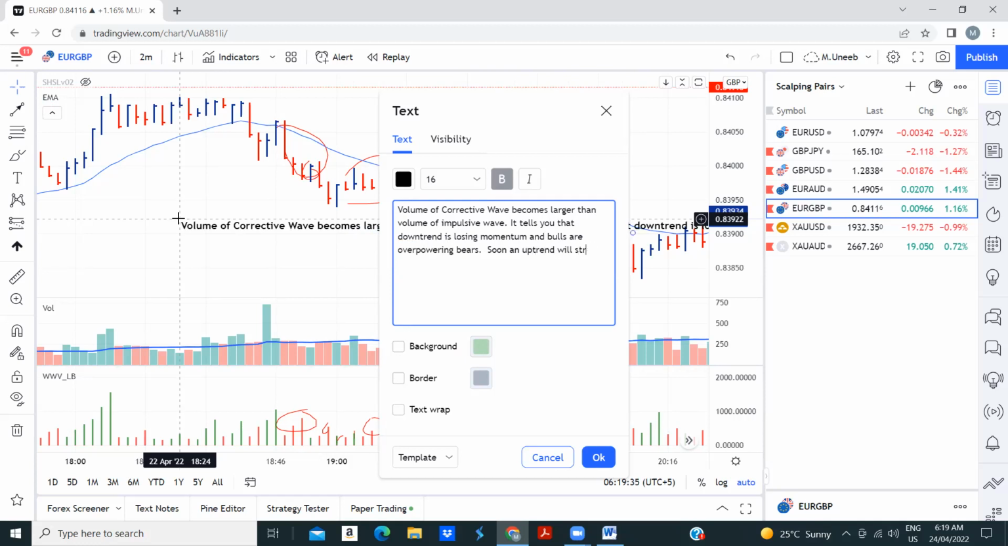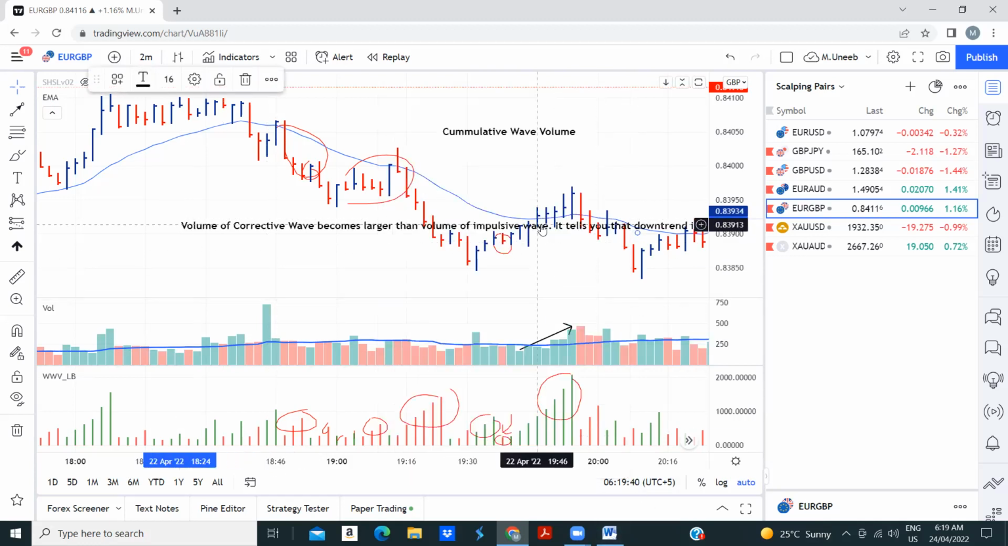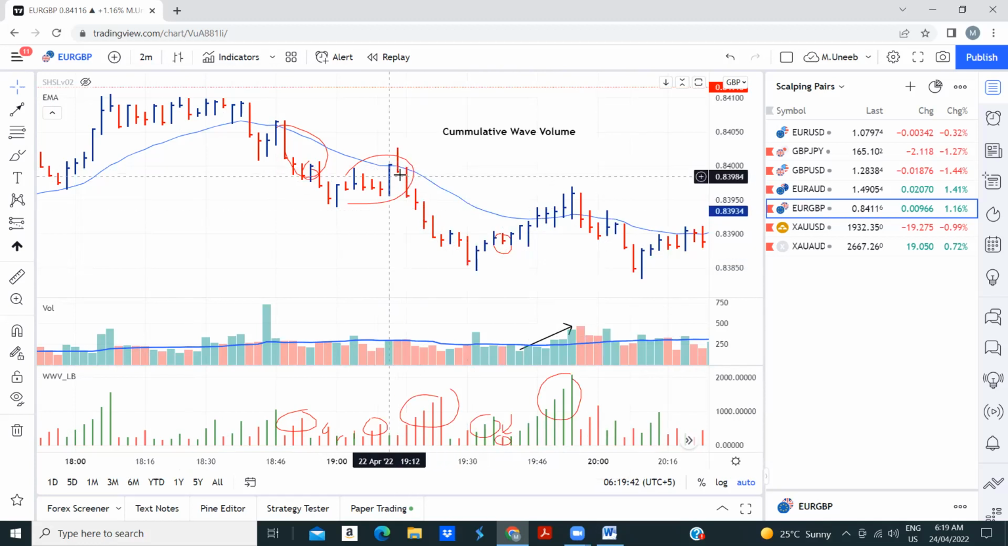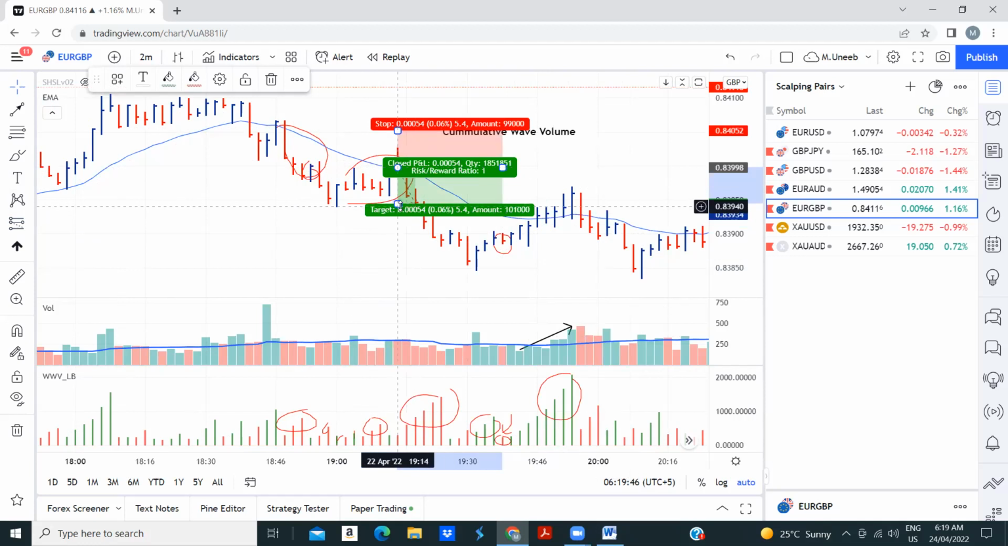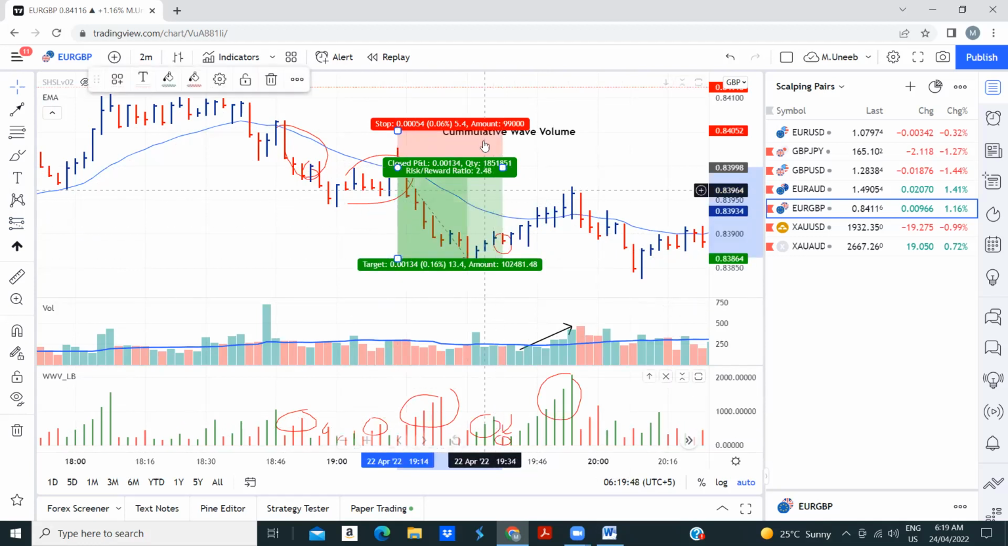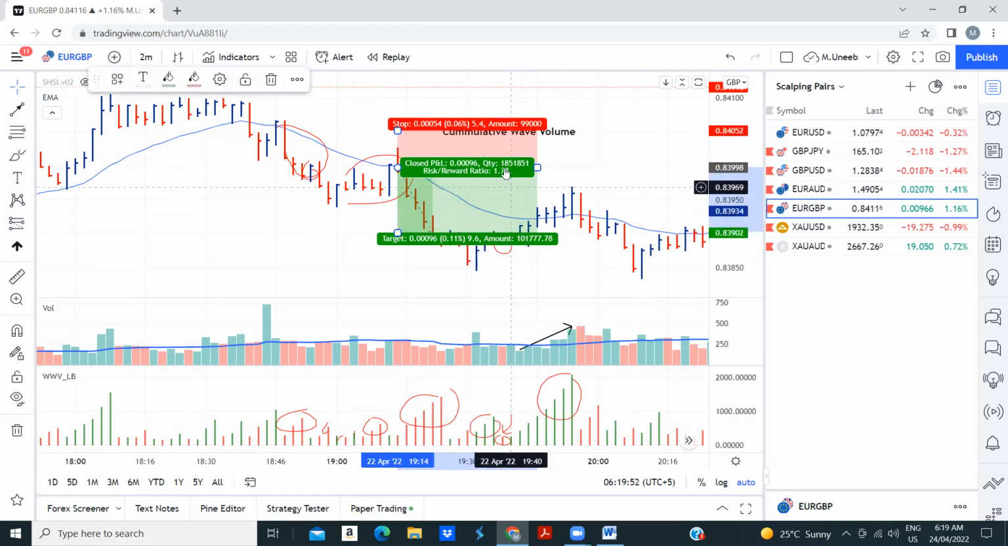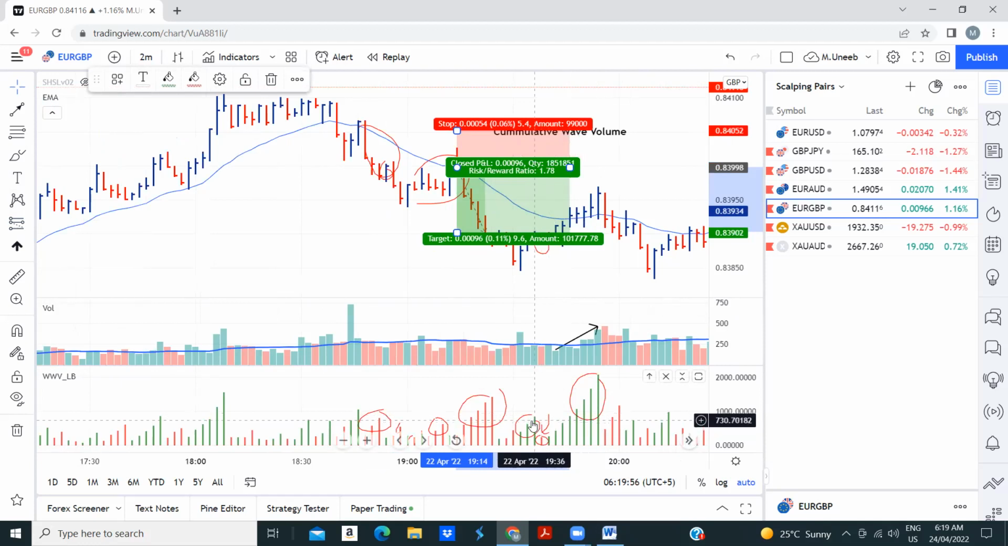Let's suppose you are in a short trade, for example, you sold right over here, and you see these kinds of warnings here, like this part, where the impulsive wave... You should close your position right over here, because this down wave, the volume of this corrective wave, becomes larger than the volume of the impulsive wave. So you must exit your position here.